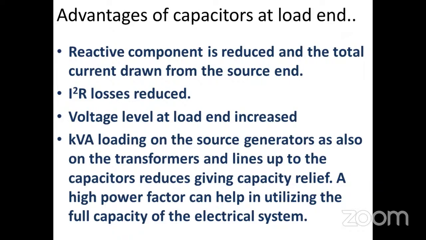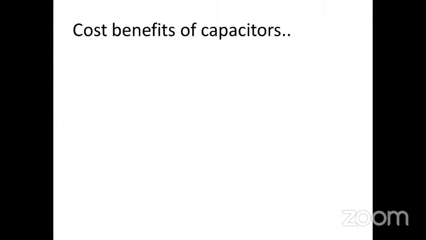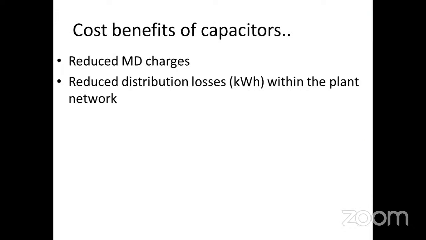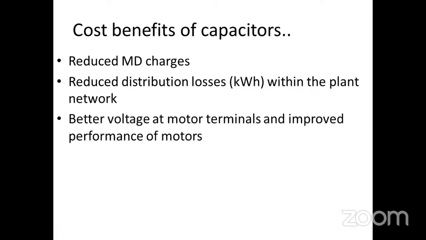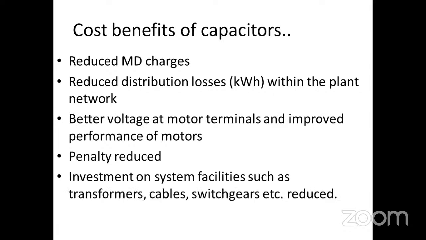Capacity relief. A high power factor can help in replacing the capacity of the electrical system. KVA loading. Cost benefit. This will reduce energy charges. It will reduce the distribution losses. Better voltage at motor terminals. Penalty reduced. Investment on system facilities such as transformers, cables, switchgears, etc. are reduced. See, all the points are important, sir. Just keep in mind 5 points.